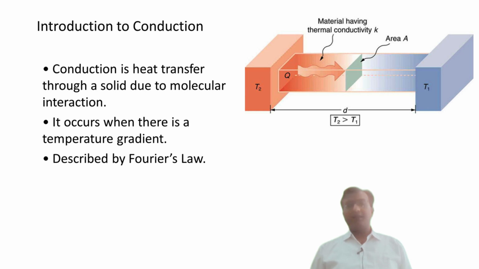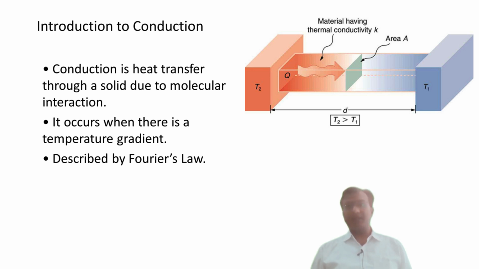The material's thermal conductivity, denoted by K, determines how easily heat flows. Metals like copper have high conductivity, while insulators like wood have low conductivity. The cross-sectional area A also plays a role, as a larger area allows more heat to pass. Conduction is critical in applications like designing heat sinks or insulating homes.